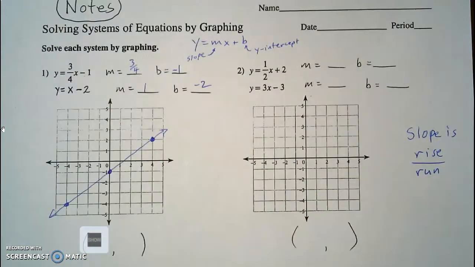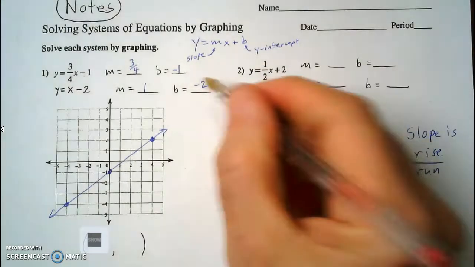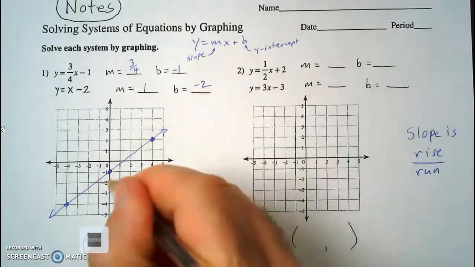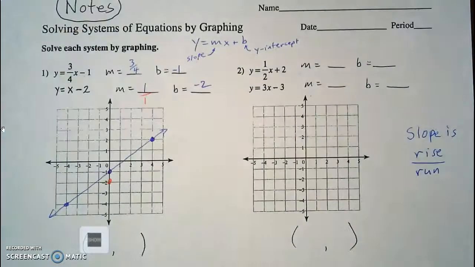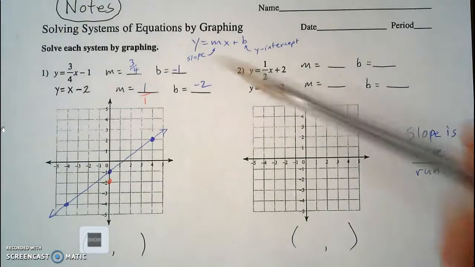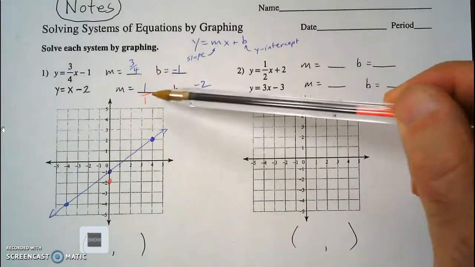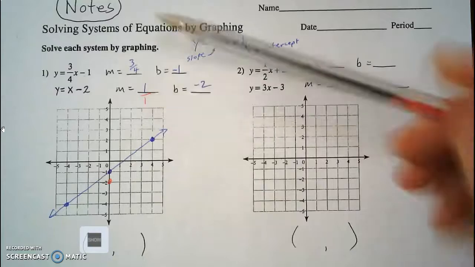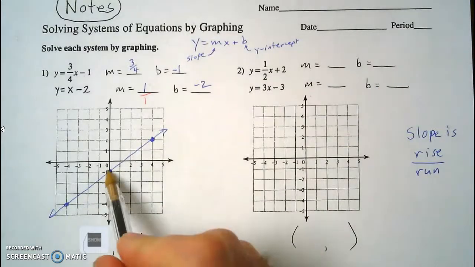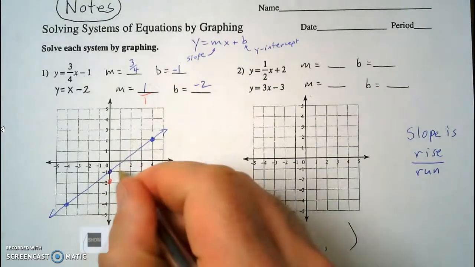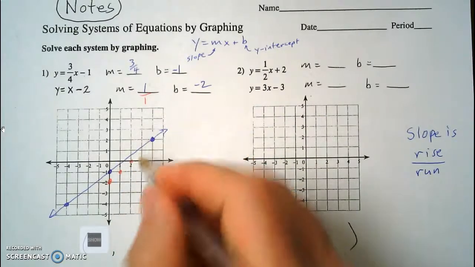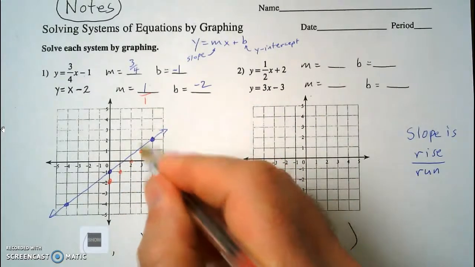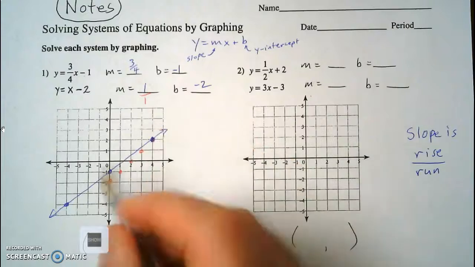Now I'm going to use a different color for the second one. I'll just use red, but I'm going to do the same thing. Go to -2 on the y-axis, and my slope is 1. If your slope's a whole number, make it a fraction by putting it over 1. This slope says up 1, right 1. So here I go. Up 1, right 1. Keep going till they cross. That's what I'm looking for. Up 1, right 1. Same.